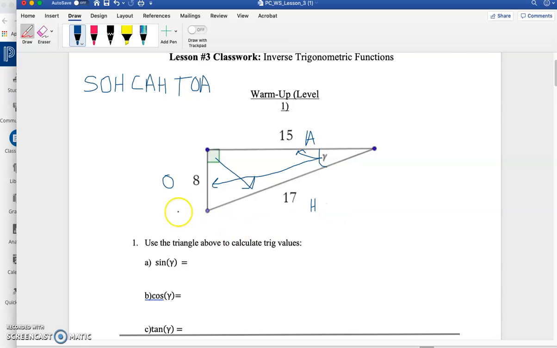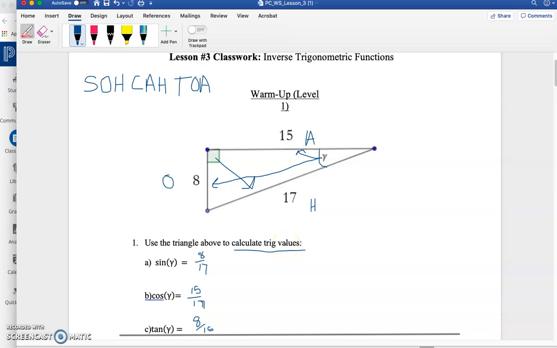Okay. Now, the sine of this reference angle is opposite over hypotenuse. So that's 8 over 17. Our cosine is adjacent over hypotenuse. So that's 15 over 17. And lastly, our tangent is opposite over adjacent. So 8 over 15. Okay, so for our warm-up, it just wanted us to calculate the trig functions.